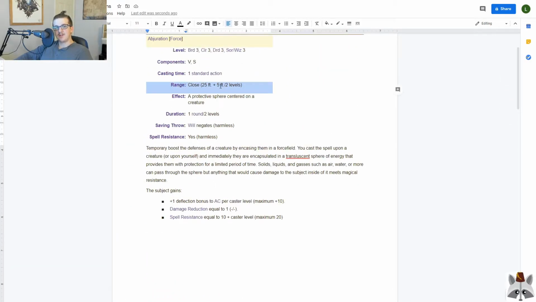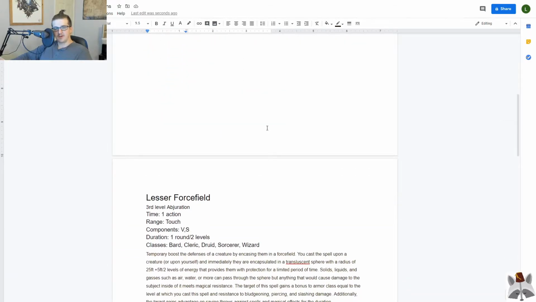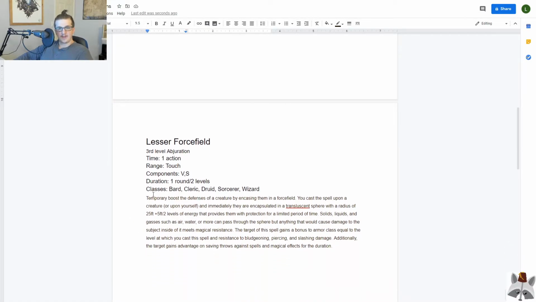But that range isn't necessarily the range to cast. So you could cast it on a creature that's 25 feet away, plus 5 per 2 levels you cast it. That's how I understood it. If you disagree, go ahead and leave it in the comments below. But I said the range is touch, components are the same, verbal, somatic, and then the duration is 1 round per every 2 levels that you cast this at.